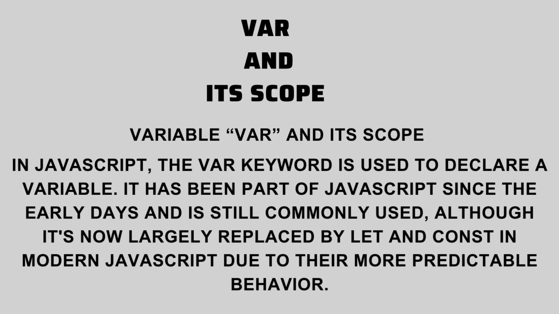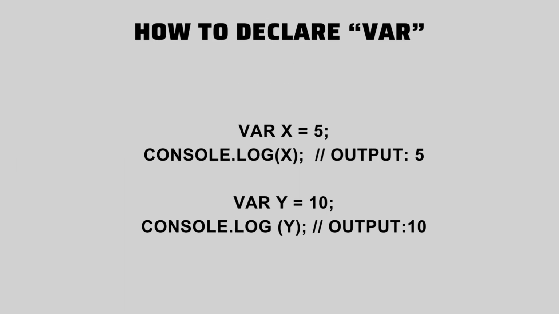Var and its scope. In JavaScript, the var keyword is used to declare a variable. It has been a part of JavaScript since the early days and is still commonly used, although it is now largely replaced by let and const in modern JavaScript due to its more predictable behavior. This is how you can declare var.